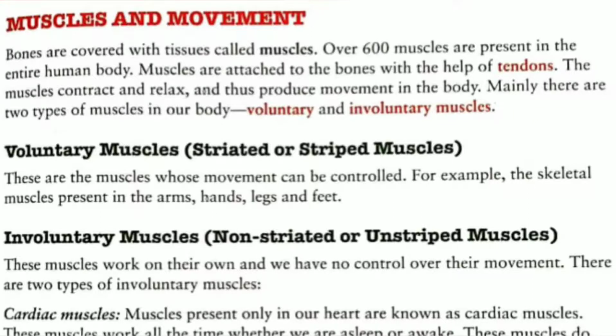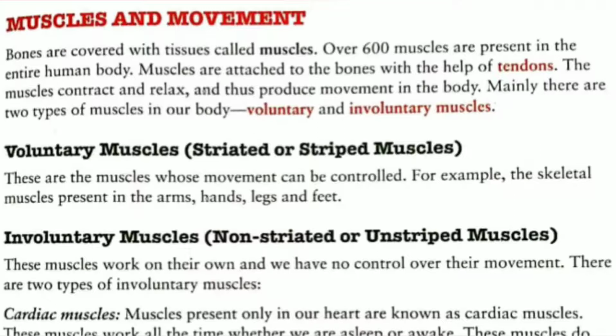Mainly there are two types of muscles in our body, voluntary muscles and involuntary muscles. Voluntary muscles are also called striated or striped muscles, and these muscles are under our control, means we can control the movement of these muscles. Examples are skeletal muscles present in our arms, hands, legs, and feet.